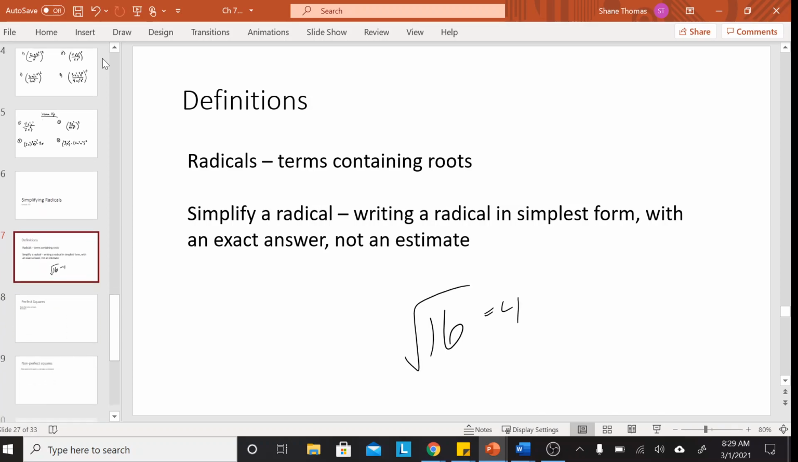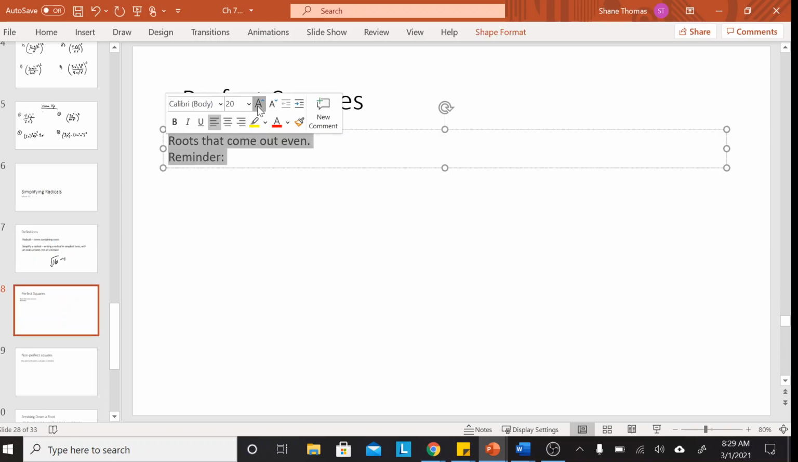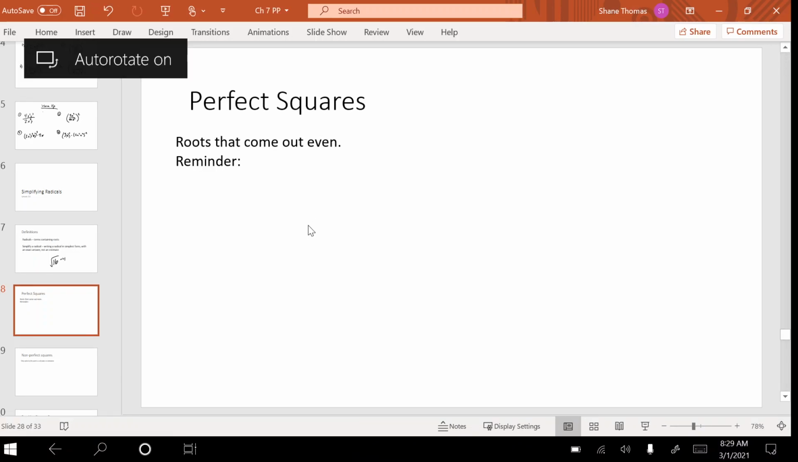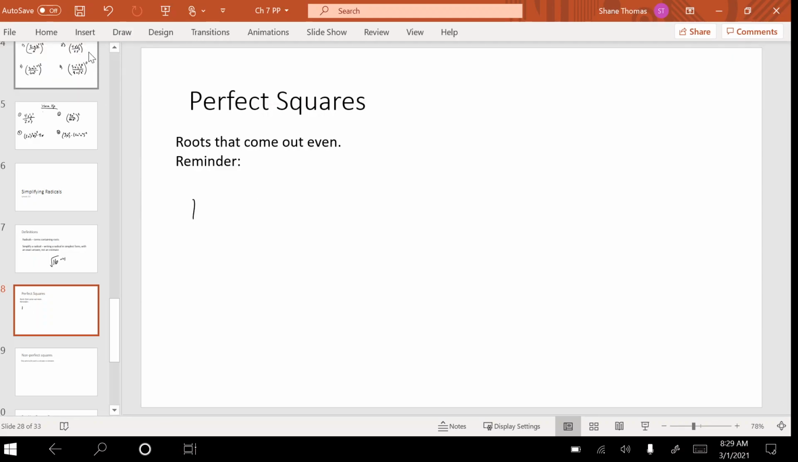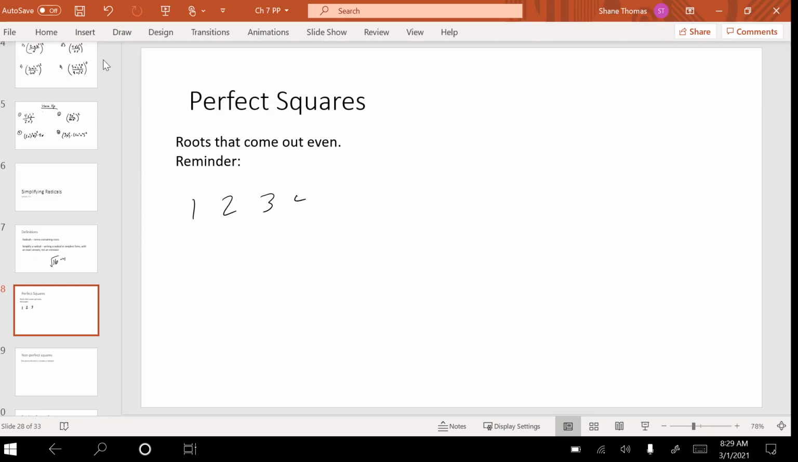Close enough. All right. So, just to recap, perfect squares are roots that come out even every time. So, let's do the perfect squares chart really quick here. We did this earlier this year, but I just want to do it again. 1, 2, 3, 4, 5, 6, 7.